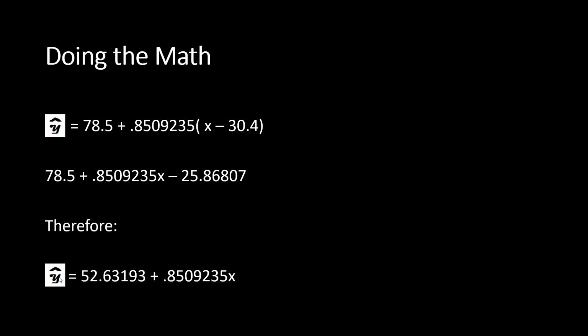So therefore, our value of y equals 52.63193 plus 0.8509235x. And now we have our linear model. And from this, we can predict outcome data.